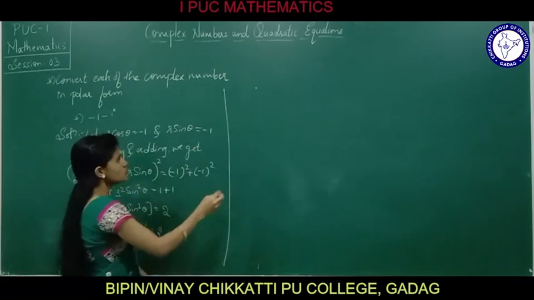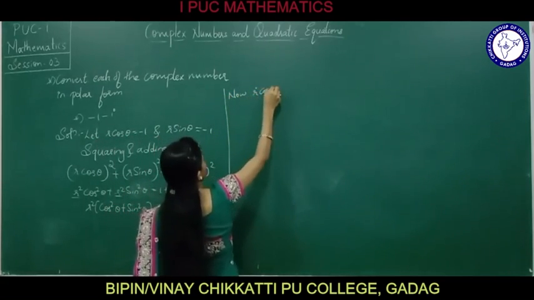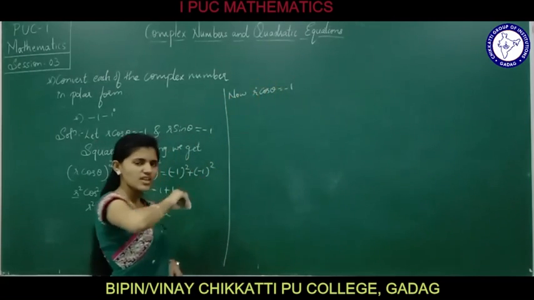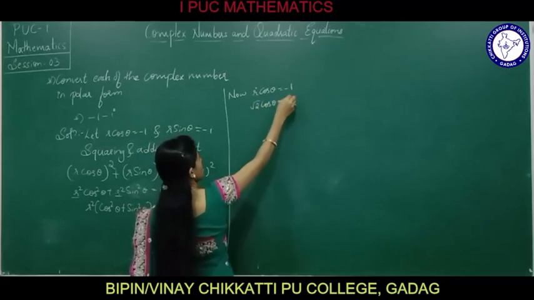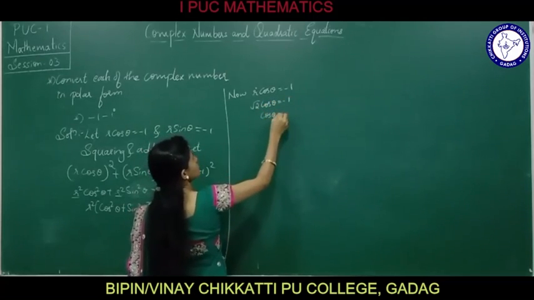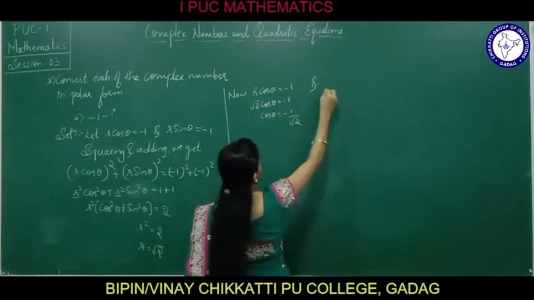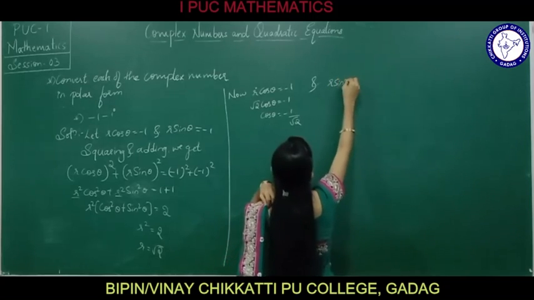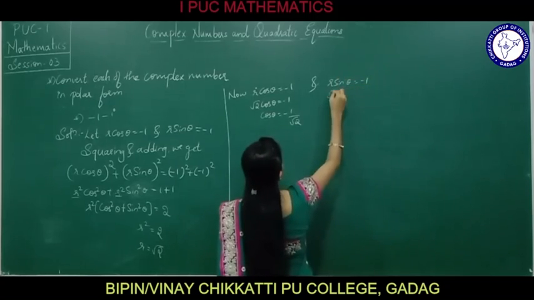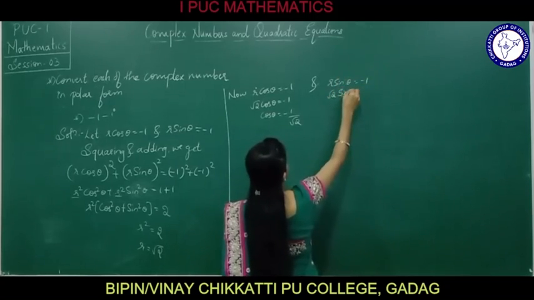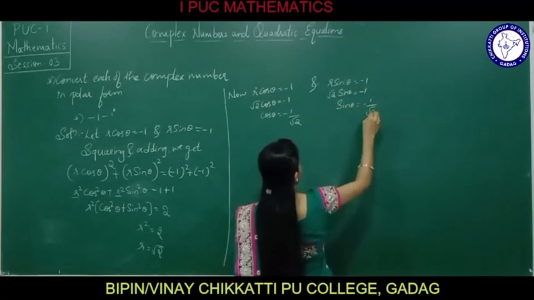Next what are we going to do? Now what have we considered? We have considered r cos theta is equal to minus 1. In place of r, substitute root 2: root 2 cos theta is equal to minus 1. Cos theta is equal to minus 1 by root 2. In the same way we have r sin theta, which is also minus 1. That is root 2 sin theta is equal to minus 1. Sin theta is equal to minus 1 by root 2.